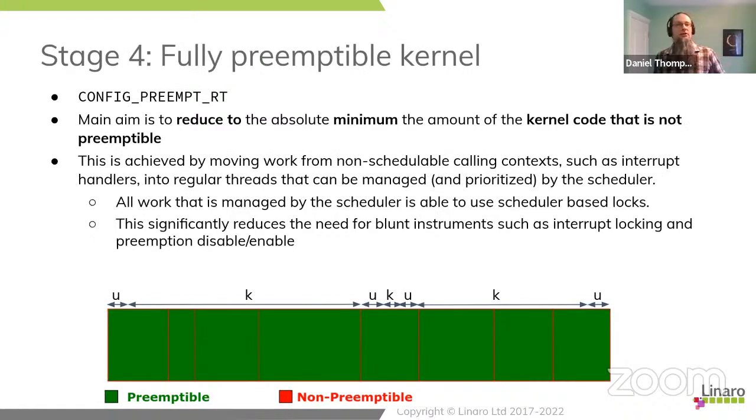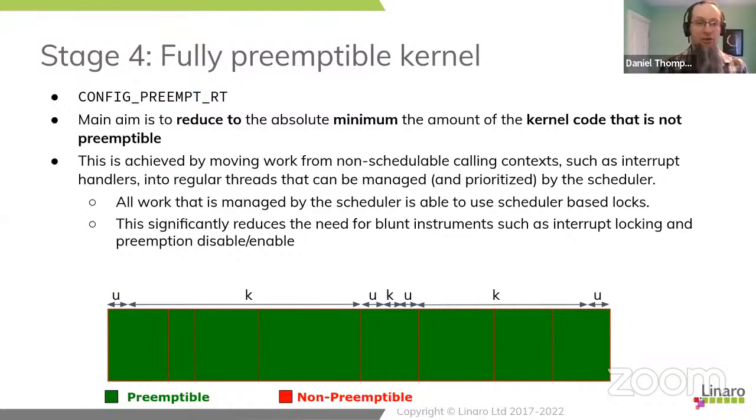The final option is the fully preemptible kernel, preempt RT. Here, the main aim is to reduce to the absolute minimum the kernel code that cannot be preempted. For the first time, this dives into not just changing the way the kernel works in terms of spin locks and preemption. It also fundamentally changes the way interrupt handlers work to allow them to be both prioritized and scheduled. With the preempt kernel, interrupt handlers become schedulable entities.